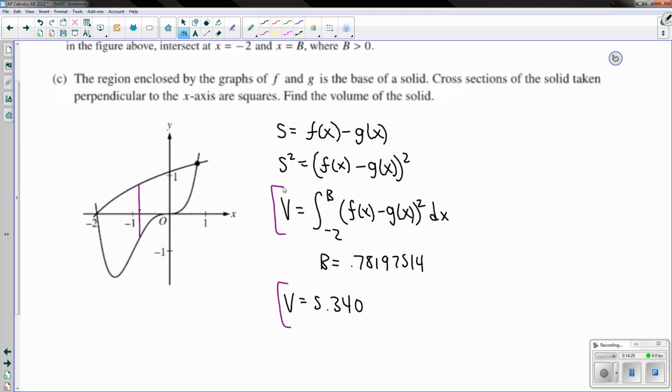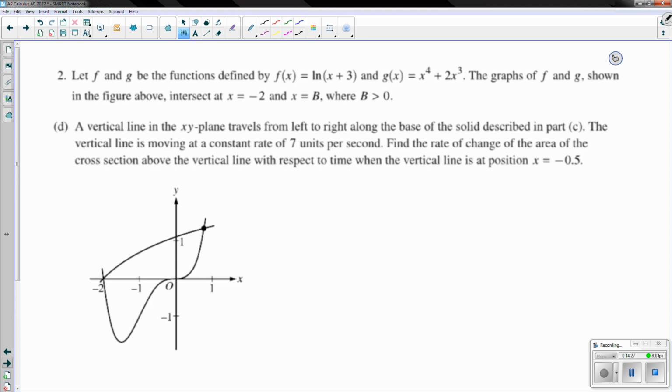And now let's move on to the last part, part D. A vertical line in the xy plane travels from left to right along the base of the solid described in part C. So we have that vertical line. The base of the solid was described as that area in that enclosed region, and we know that solid was formed by looking at cross sections that were squares. So that vertical line that I just drew is going to represent one of the sides of the squares that form the cross sections that ultimately form the entire solid. So this vertical line is traveling along this base, which is that area enclosed, and it's going from left to right, so it's going to be moving that way.